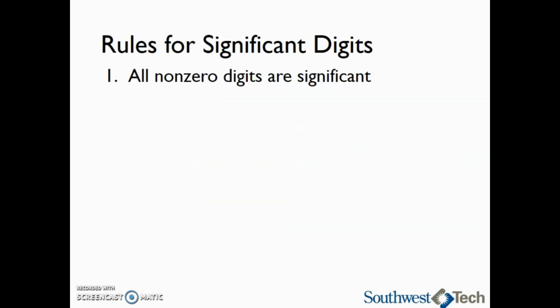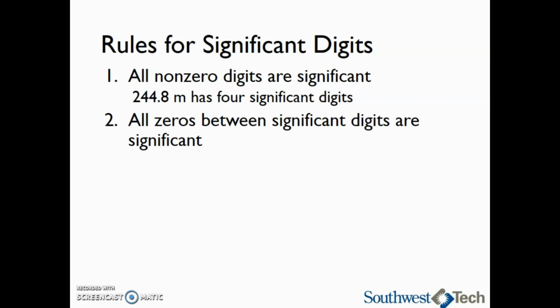So first of all non-zero digits are significant. So in a number like 244.8 meters, there are going to be 4 significant digits because all of these values are non-zero, so they are all significant. Rule number 2 tells us that all zeros between significant digits are also significant. So if we have a number like 120.08 kilometers, even though we have 2 zeros in here, both of these zeros are located between other significant digits, so both of these zeros are also significant. So this number will have 5 significant digits.